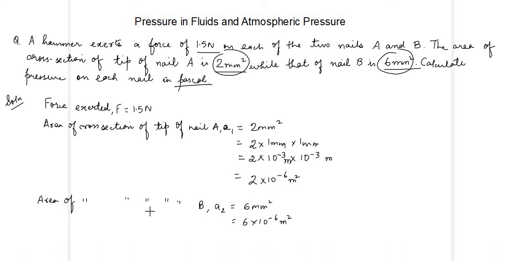ठीक है, अब हम क्या करेंगे? फोर्स, हमें प्रेशर निकालनी है, राइट? प्रेशर ऑन नेल A. तो F1, I mean F is the force, not F1 and F2. I have used F and A1. A1 is the area. F is 1.5 and A1 is 2 into 10 to the power minus 6. ये जो प्रेशर आएगा ये हमारा पास्कल में आएगा.